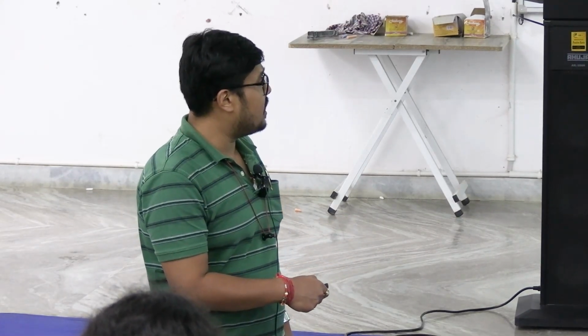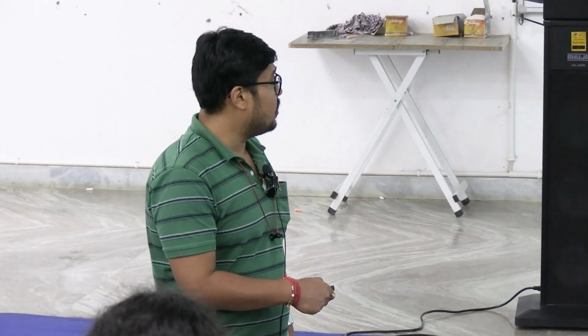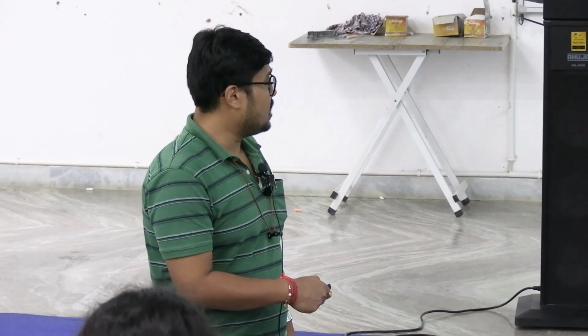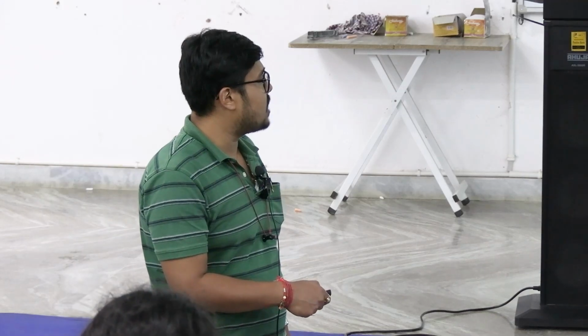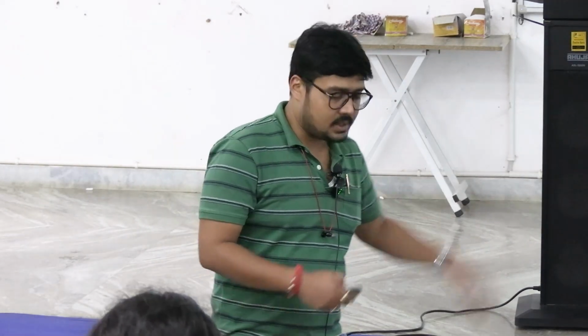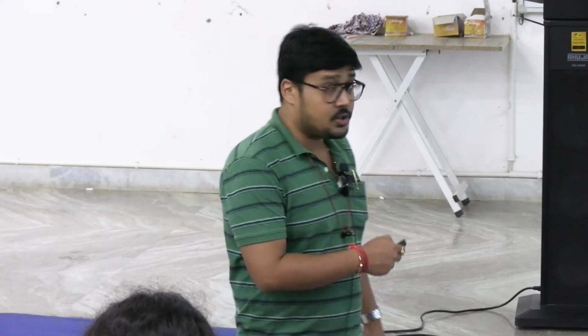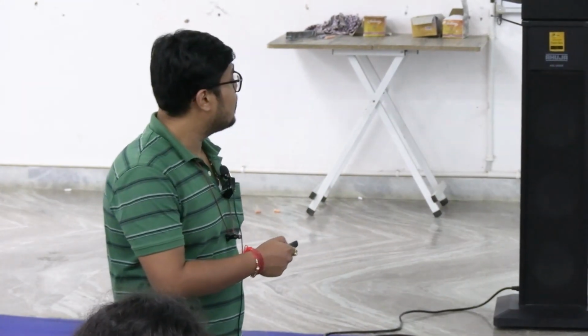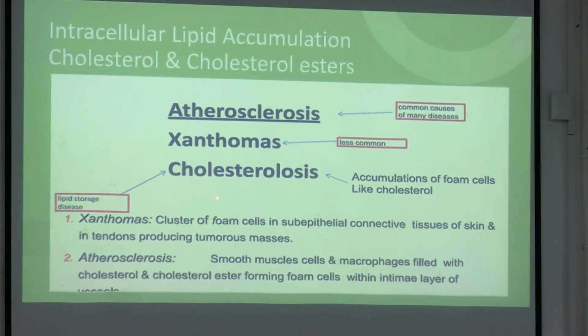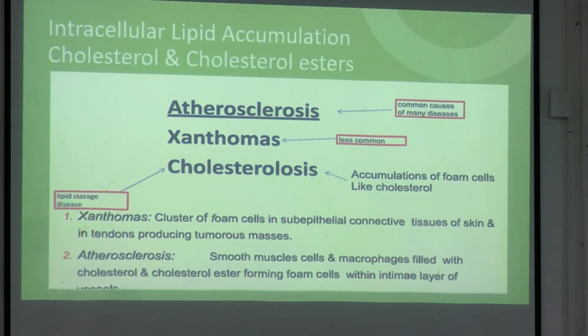And what is hereditary hyperlipemia? Cholesterol accumulates in macrophages, usually under the skin, forming tumor-like structures known as xanthoma. So we'll discuss these in pictorial diagrams in later slides. So atherosclerosis, xanthoma, cholesterolosis, these are various titles of the same spectrum. Okay, different names, but the pathogenesis is more or less similar.